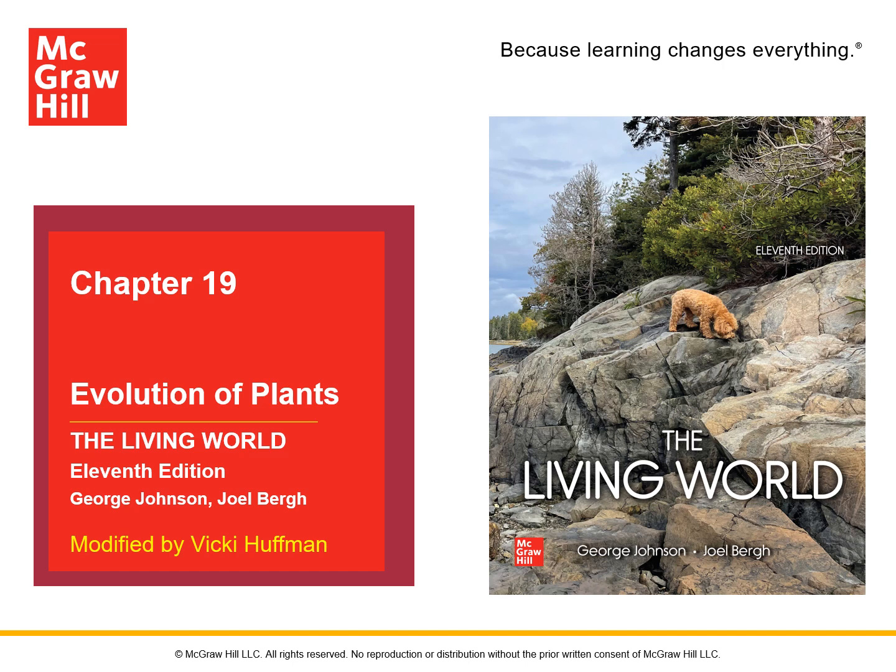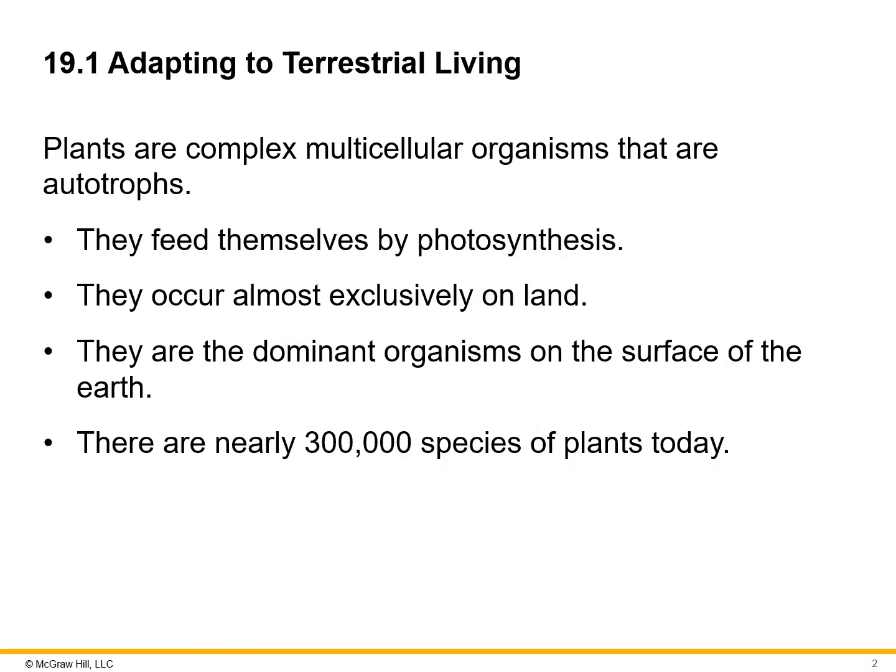All right, in chapter 19, we are actually starting to move into plants to finish out our semester. All right, so just first of all, changing and adapting to terrestrial living. So plants, of course, are complex multicellular organisms, and they are autotrophs, auto meaning self, troph meaning feeding, so self-feeding. They're able to do that because they perform photosynthesis, and they occur almost exclusively on land.